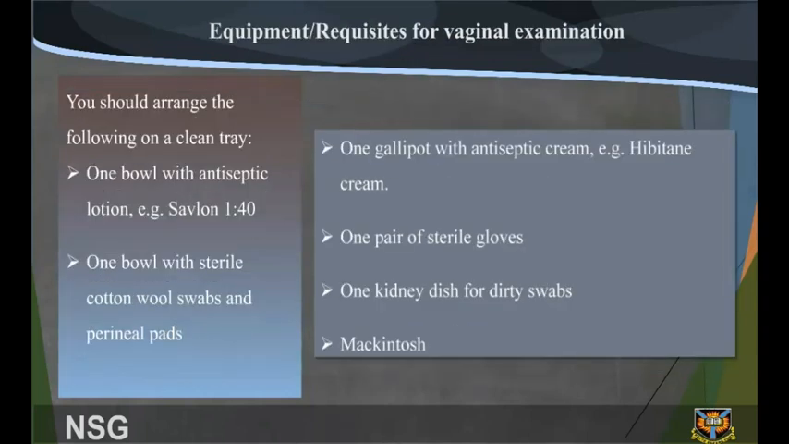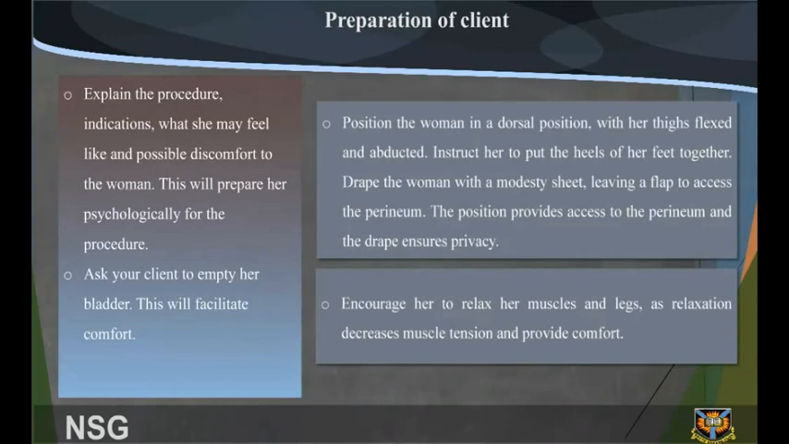Equipment and requisites for vaginal examination. You should arrange the following on a clean tray: one bowl with antiseptic lotion, one bowl with sterile cotton wool swabs and perineal pads, one gallipot with antiseptic cream, one pair of sterile gloves, one kidney dish for dirty swabs, and a Macintosh. Preparation of client. Explain the procedure, indications, what you may feel like and possible discomforts to the woman.